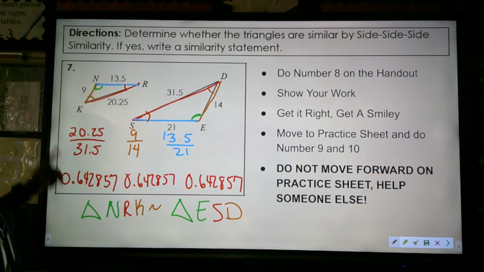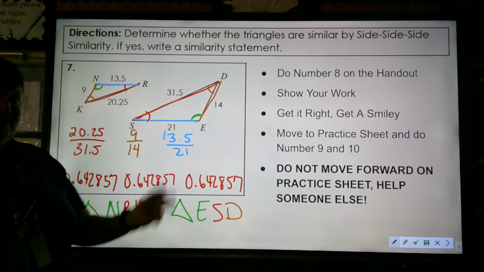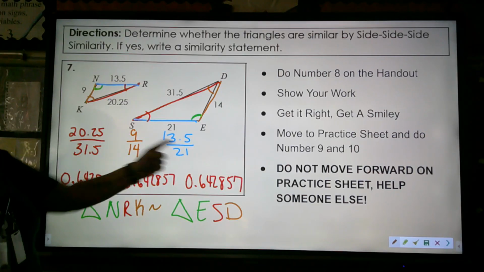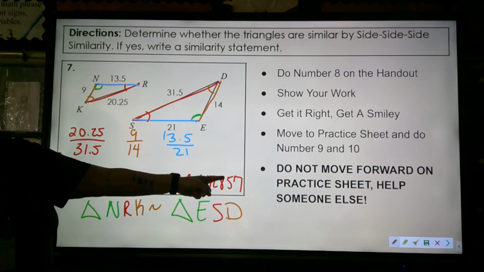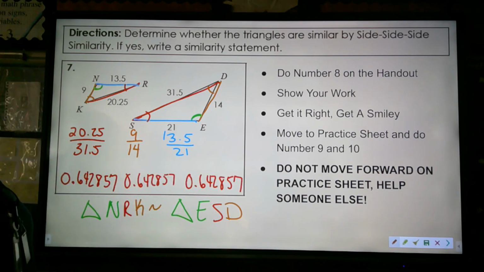Similarity statement, because they're similar. We've proved it, side, side, side. All three sides are proportional. They look very different on the fraction, but once we divided it on the calculator, we realized they were all the same.